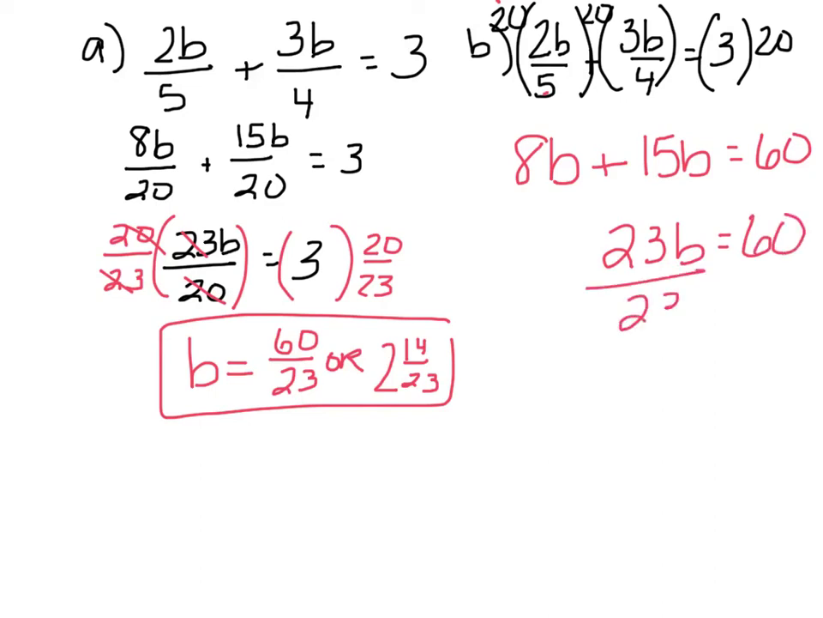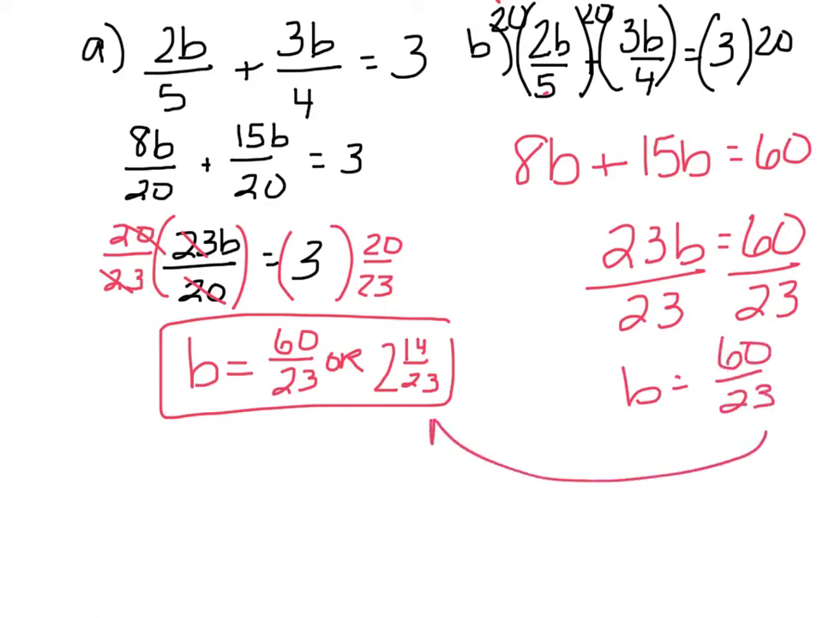I divide both sides by 23. You get b equals 60 23rds, or the same answer is 2 and 14 23rds. No matter what you pick, it's the same thing. So we're going to do b together as well.